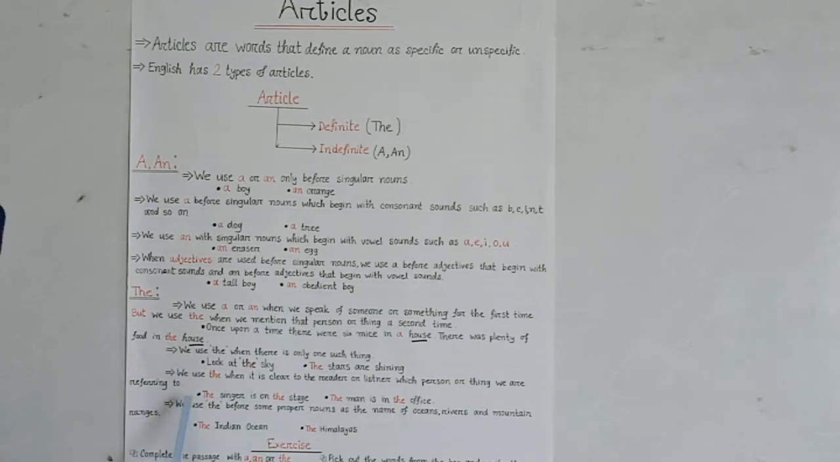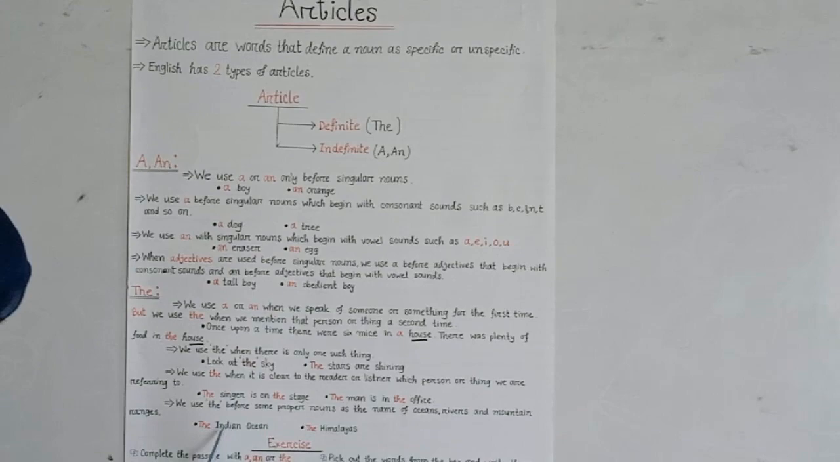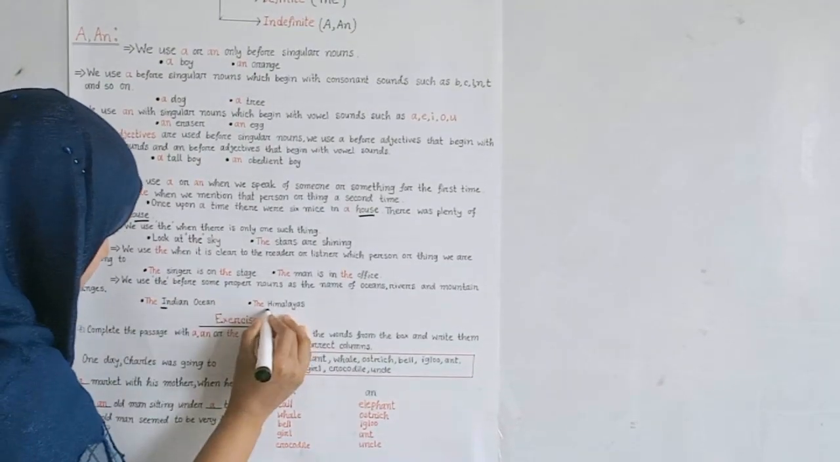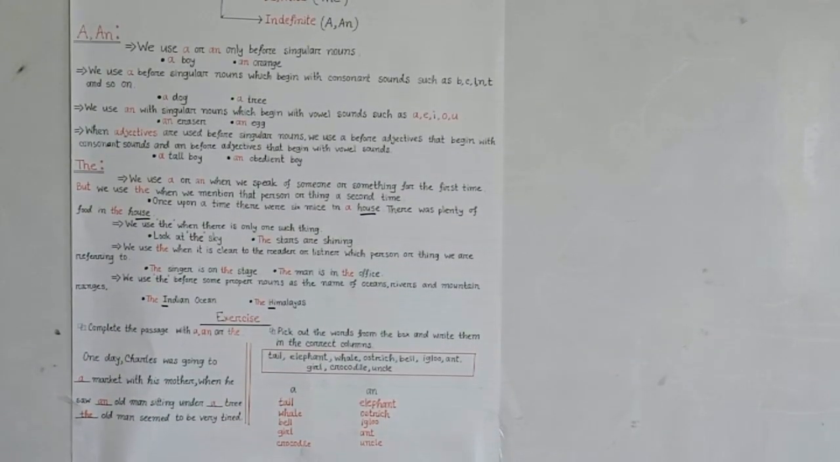Last one, we use the before some proper nouns as the name of oceans, rivers, and mountain ranges. For example, the Indian Ocean, the Himalayas. Look, Indian Ocean and Himalayas start with capital letter. We know that proper noun starts with capital letter. And when it is the name of oceans, rivers, mountain, you must have to use the.